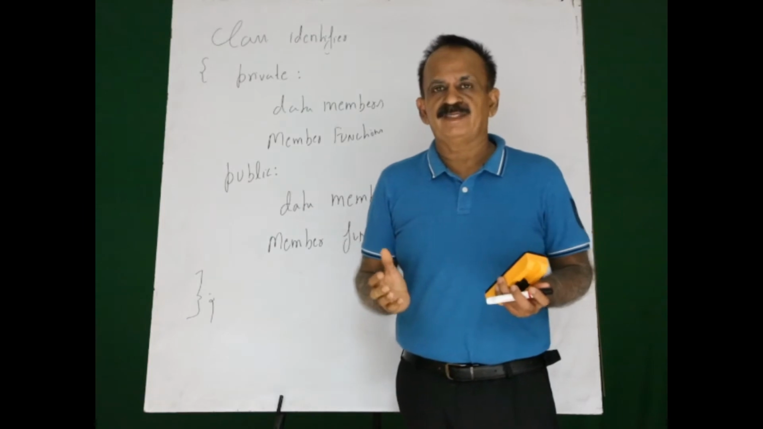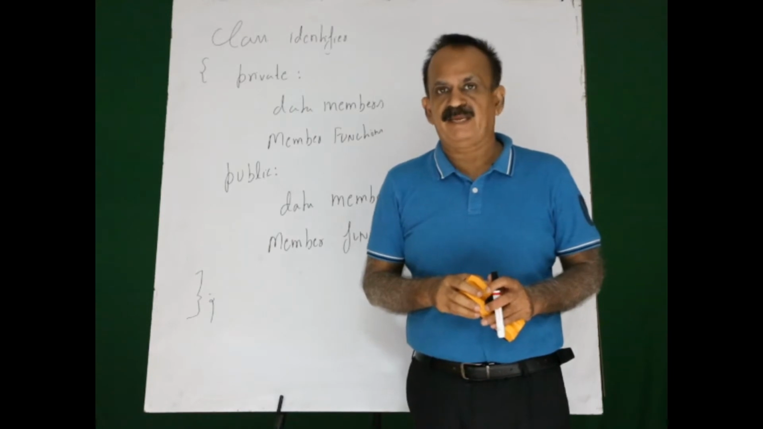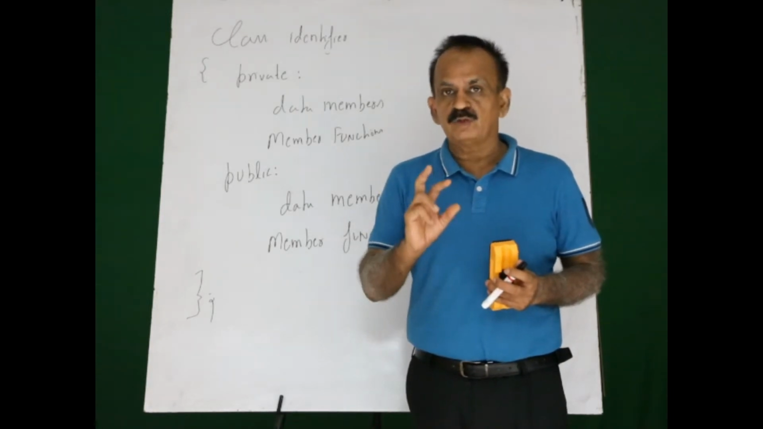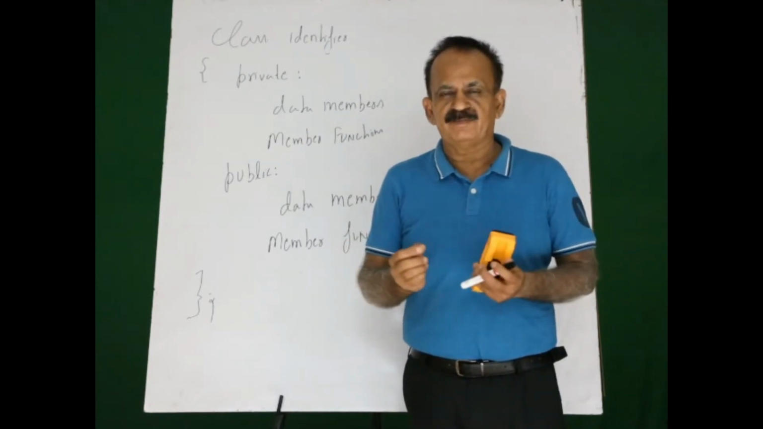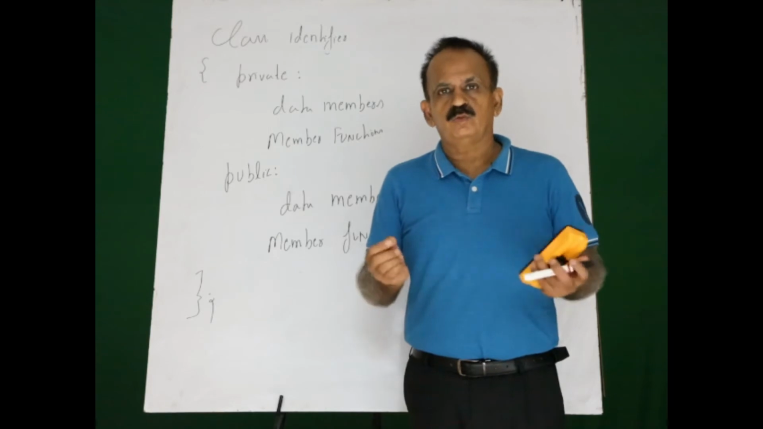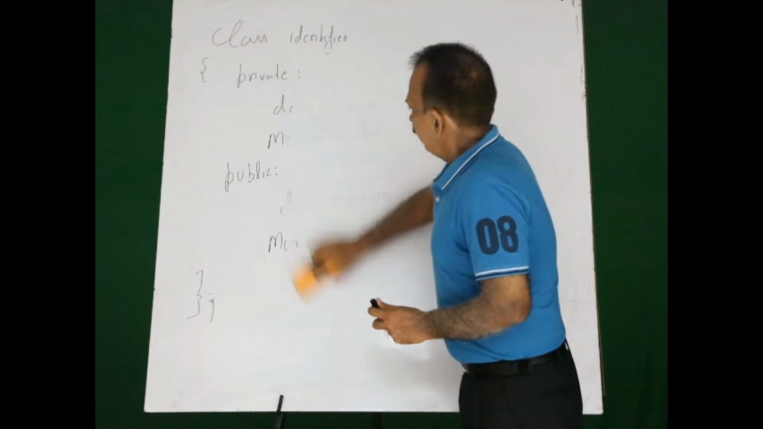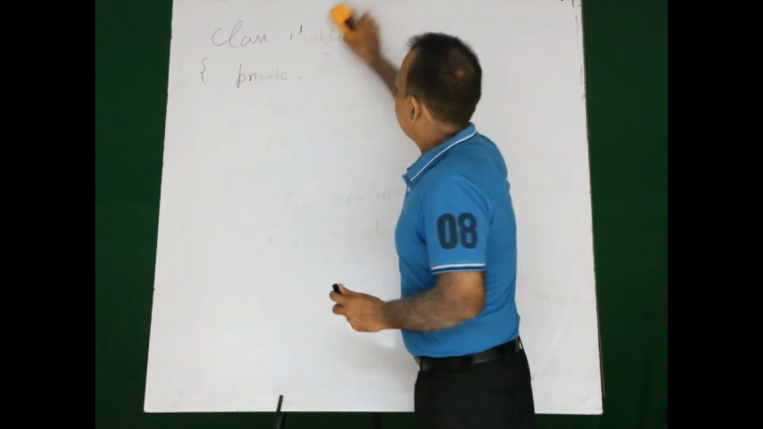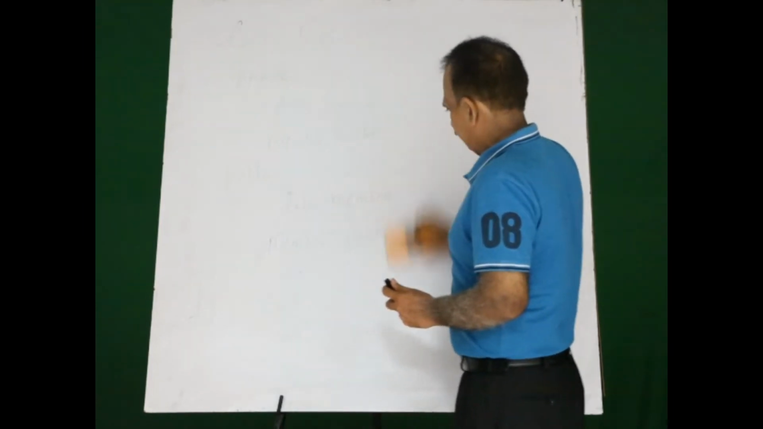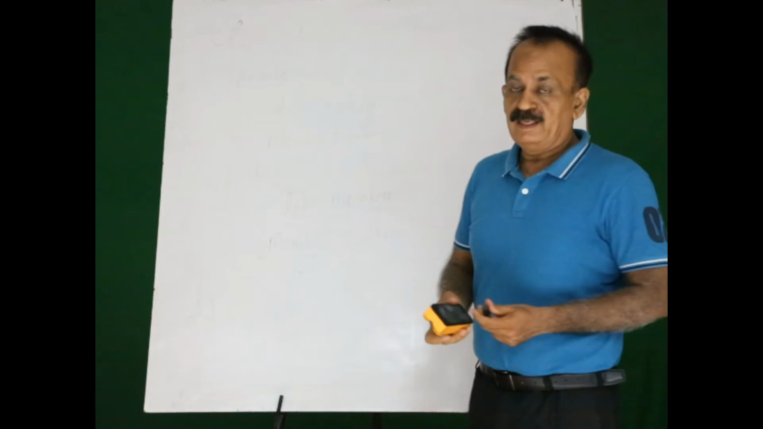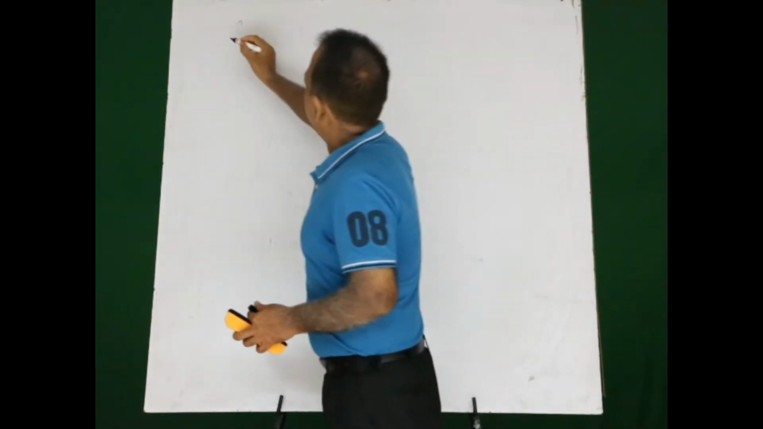Now I take one example. Say I want to create a user-defined data type, a distance type data. In this data I want two parts: a measurement of distance in the form of feet and inches. There are two different data members, one is feet and the other is inch. The operations I want to perform on these data items are input of the distance and output, or printing, of the distance.